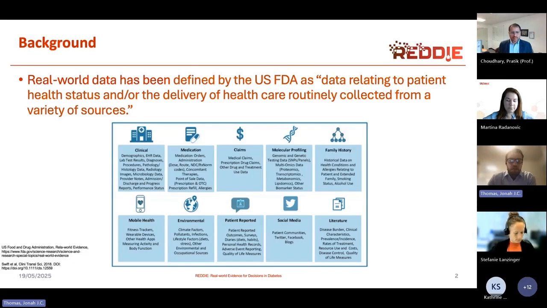And we can see underneath in this graphic by Swift that there's a lot of databases that could feature here. So we have clinical databases such as electronic health records. We have medications such as prescription databases. We might have medical claims. We might have genetic and genome databases. We might have mobile health, data from fitness trackers and wearables, patient-reported outcomes, even things from social media. So we can see there's this huge breadth of real-world data that could be on offer to us.